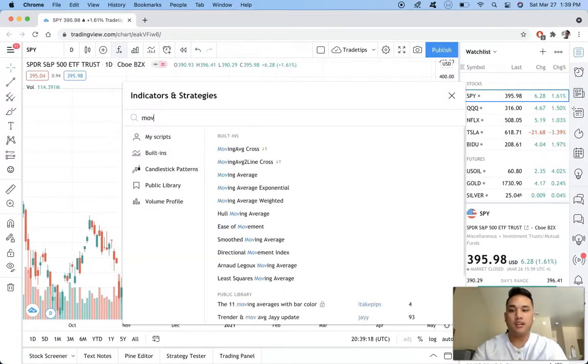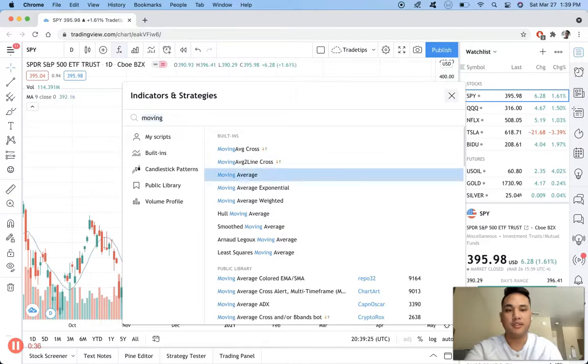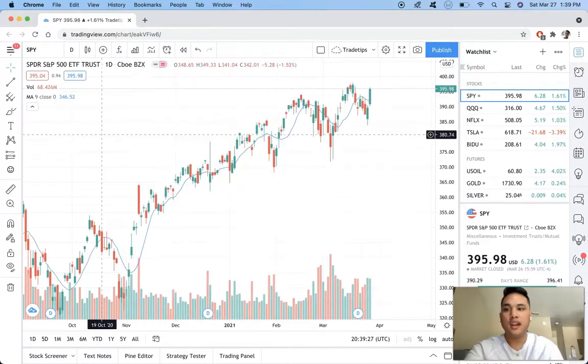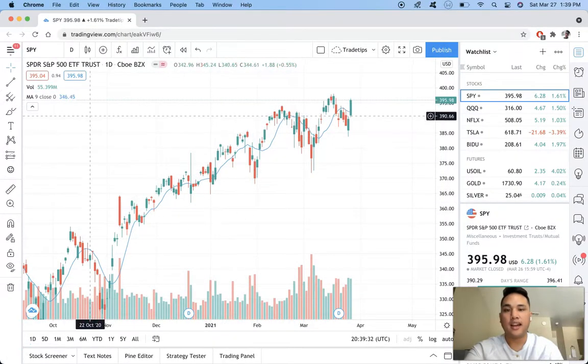Now, there are different types of moving averages. Let's just start off with the basic one, which is just going to be this moving average right here. Go ahead and click it once, and you should see that it pulls up a straight line that has all of these things connected.